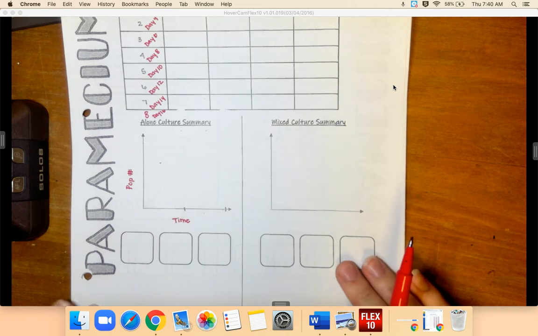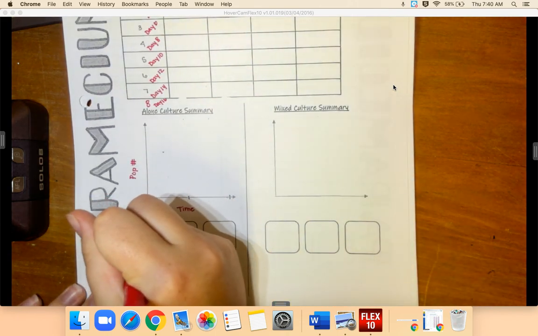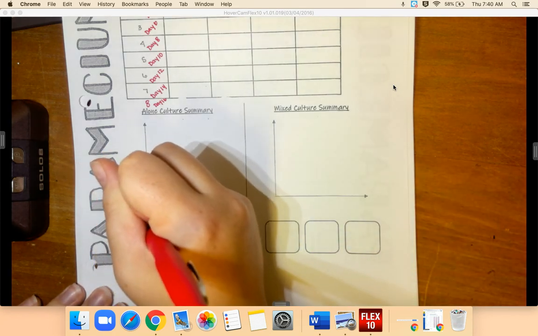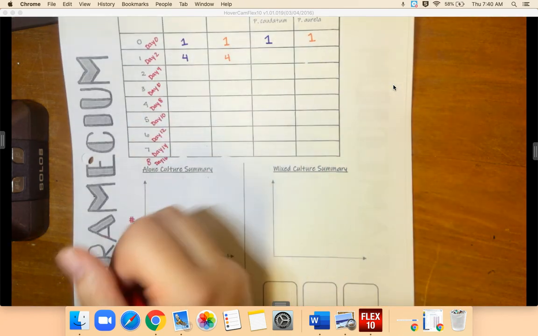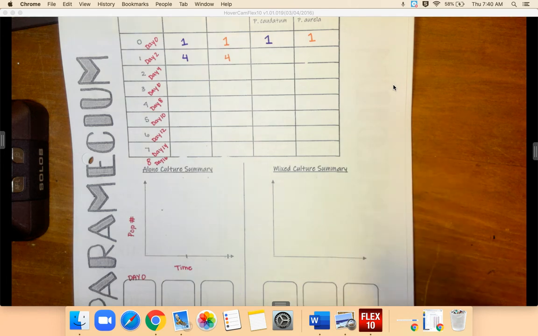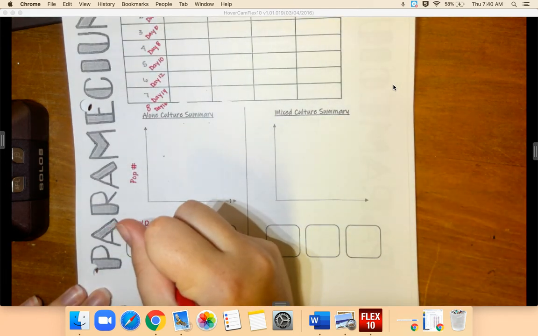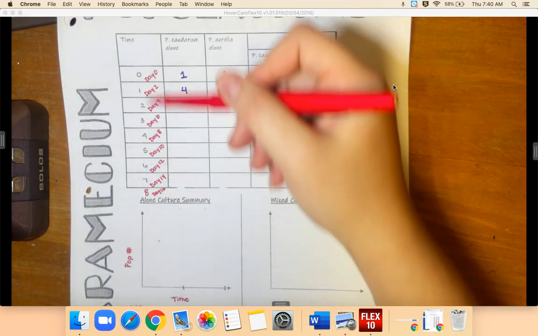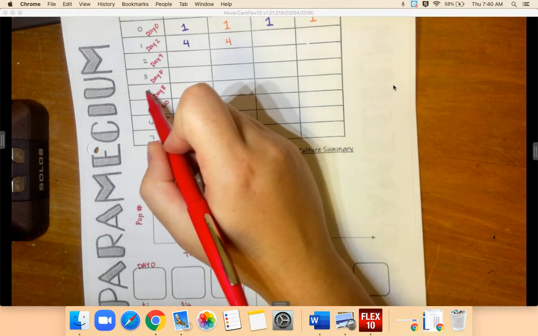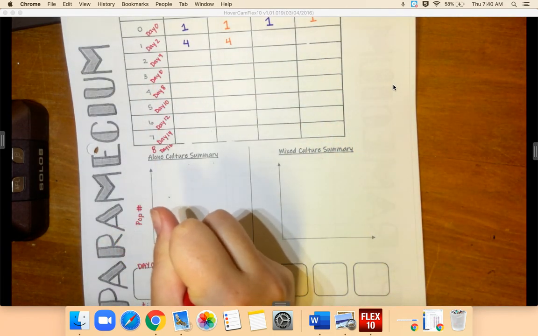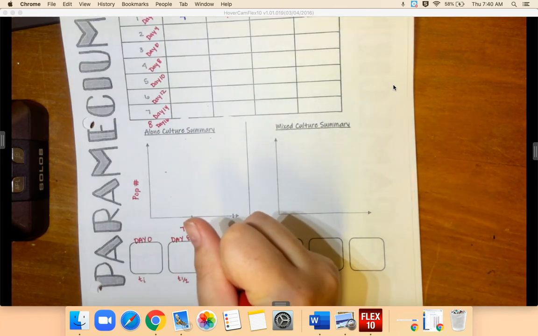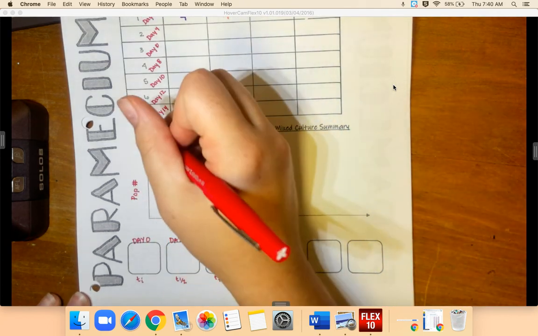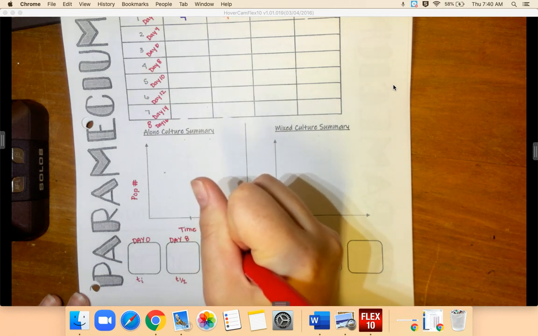These boxes down here are for you to sketch. The first box will be what we call time initial, and that will represent time 0 or day 0. I'll write day 0 just so that it's clear. Then we're going to do time half, which would represent halfway through our data collection, which would be time 4 or day 8. And then you're going to do another graph for TF, or time final, and that would be our time equals 8 or day 16.